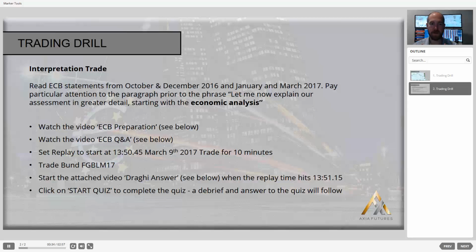Take note in particular of the paragraph just before "let me now explain our assessment in greater detail, starting with the economic analysis." That's the first line of a paragraph within the statement. Take note particularly of the paragraph just before that. Look out for any changes in the wording, anything that's different as those statements progress. This is a little bit of a clue that will then help you out with the drill.